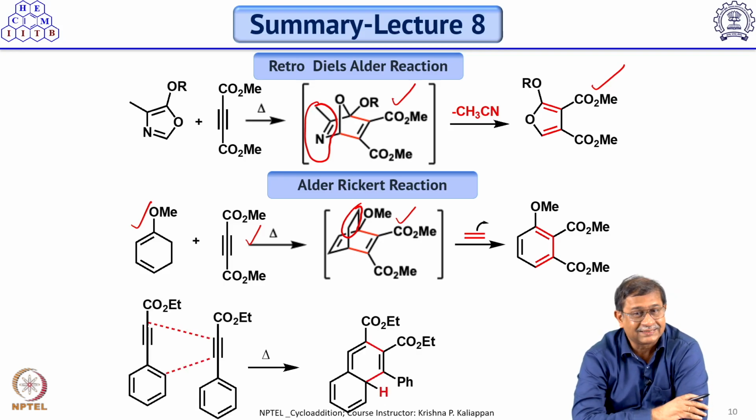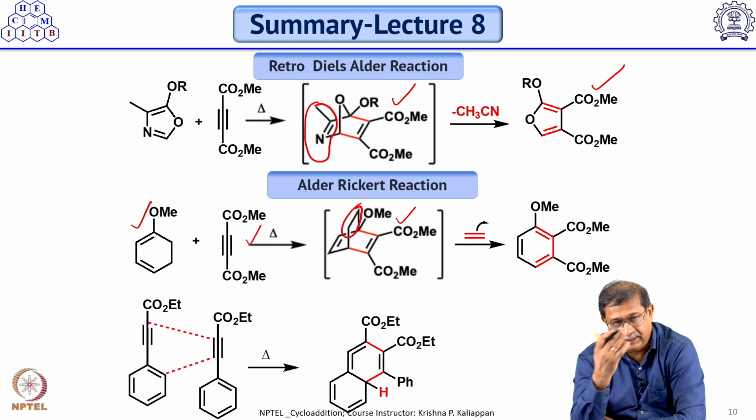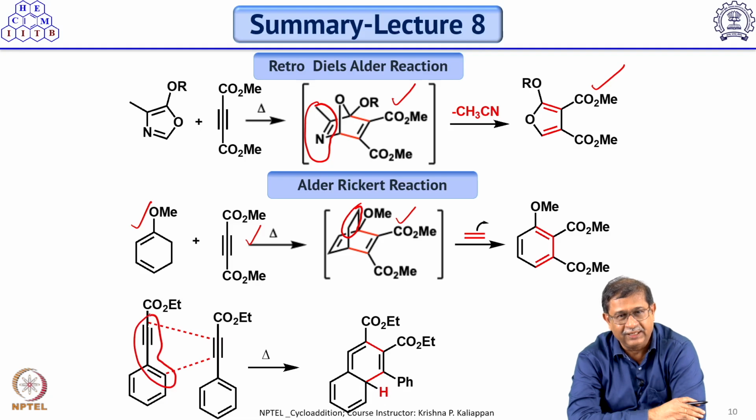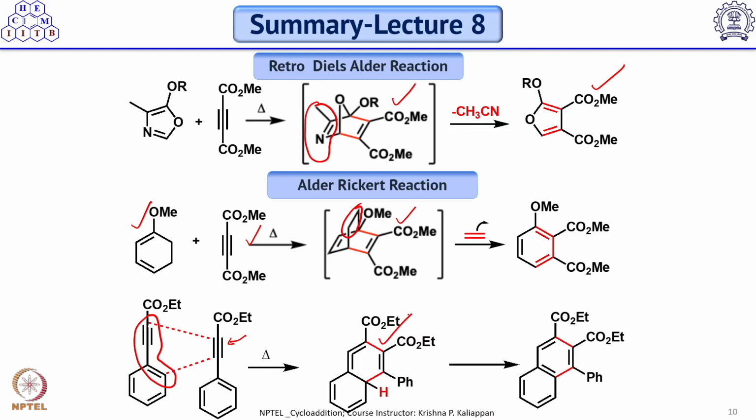Then we also discussed the dehydro-Diels-Alder reaction, where if you have an enyne and a triple bond, you can see this enyne will act as a diene, so that will undergo a 4+2 cycloaddition with this triple bond, and you get this compound that undergoes a hydrogen shift to give this naphthalene type derivative.